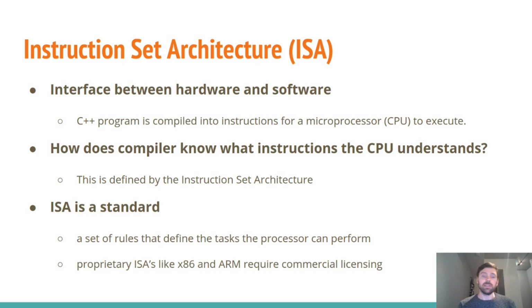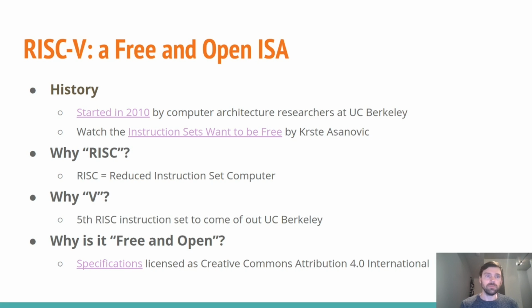Proprietary ISAs include x86 from Intel and AMD, which you'd find in your laptop and desktop and most servers, and ARM, which you'd find in most smartphones. These are proprietary instruction sets and they require commercial licensing. However, RISC-V is a free and open instruction set.